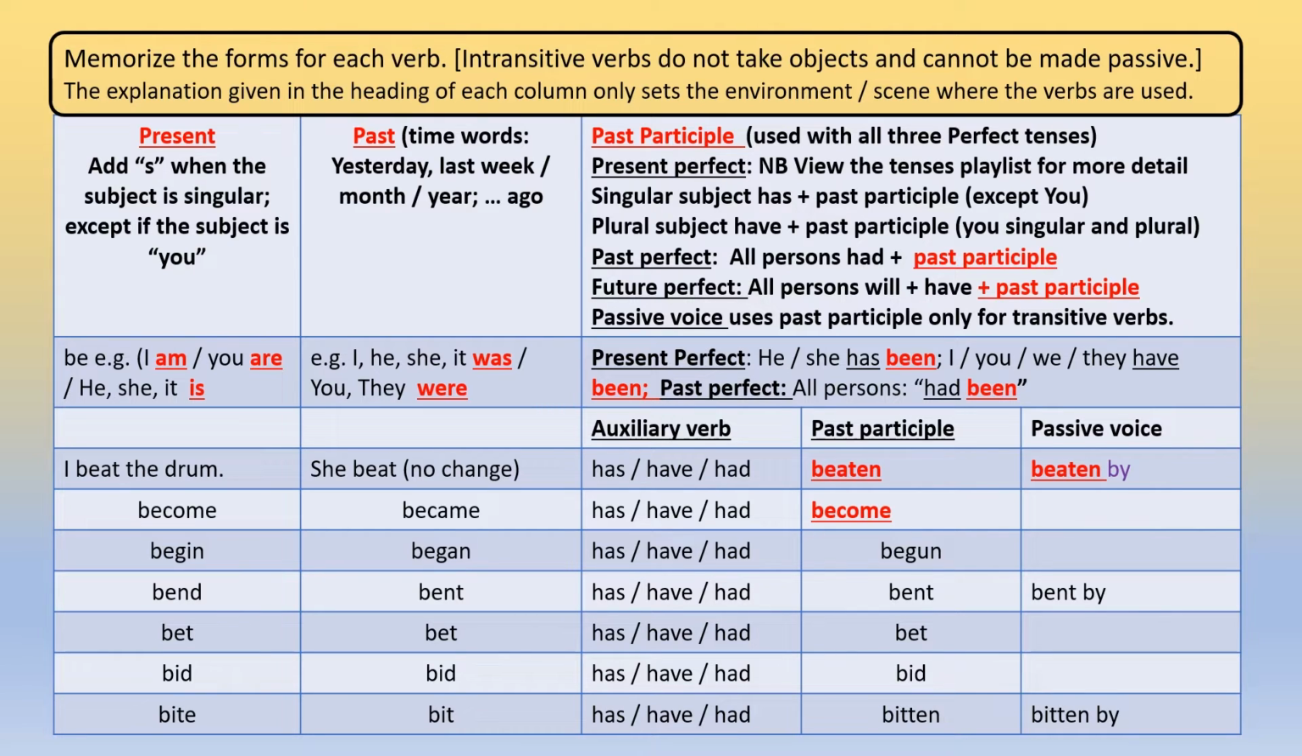I beat the drum, she beat, no change. Has or have or had beaten, beaten by. Become, became, has, have or had become. Begin, began, has or have or had begun. Bend, bent, has, have or had bent. Bent by, as in bend a ruler.